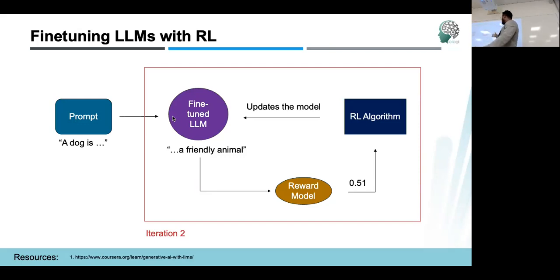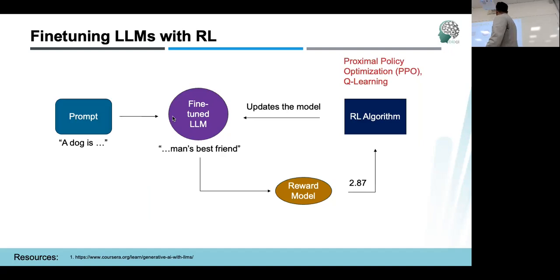So now the reward model says it's a much better completion. It gives you 0.51. It gives "the most popular pet," 1.798. So it's increasing. It gives "man's best friend." The reward model says it's the best, 2.87. So you can do your iterations as much as you want. And this is what fine-tuning LLMs with RL looks like. In RL algorithms, you can have PPO, which is like the default now. They also have Q-learning, so there are many. You can use any you want.